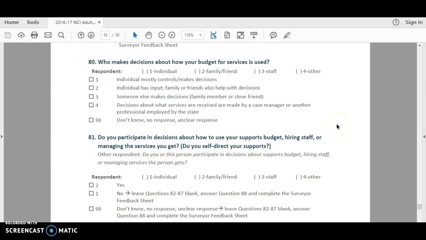Who makes decisions about how your budget for services is used? And do you participate in decisions about how to use your supports budget? These two questions are essentially qualifiers to determine whether you're going to ask the remaining questions, which are all about decisions being made for self-directed supports. So we really only want to ask these questions of people who are in fact taking part in that decision making.